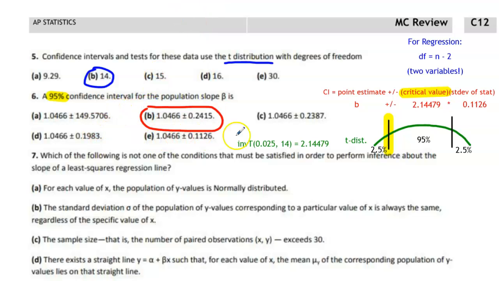All of these other margins of error are not correct. Looks like this margin of error was probably generated with a z critical value. You just got to be careful that we're using t whenever we deal with regression inference. Moving on to question 7.